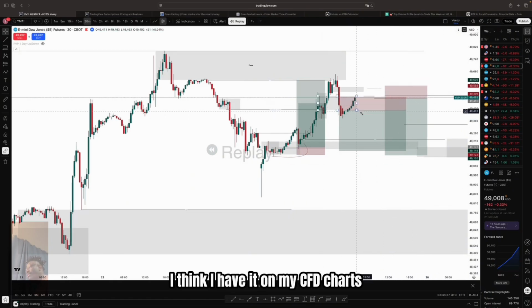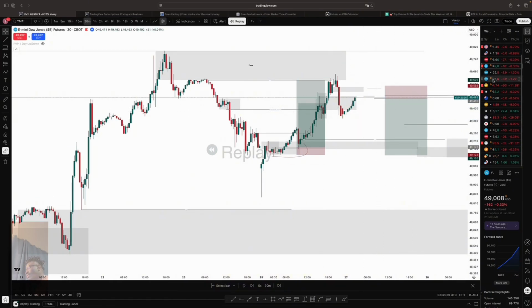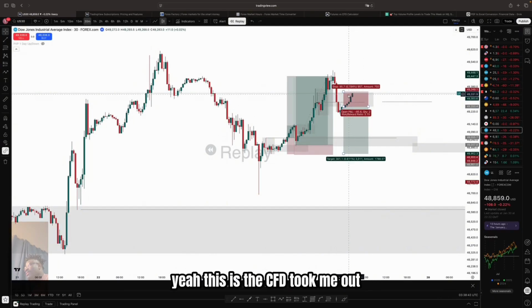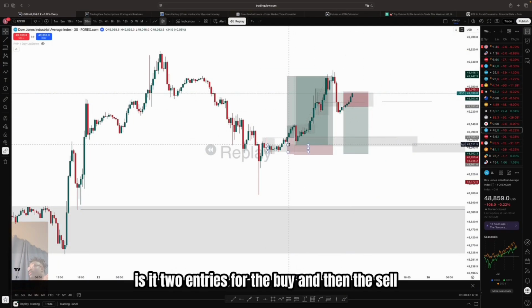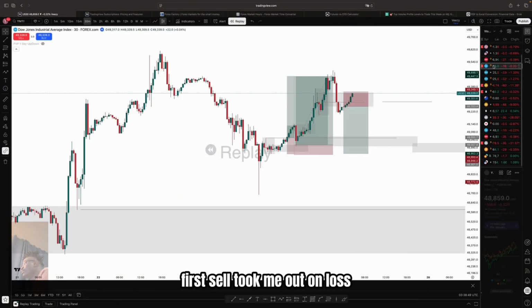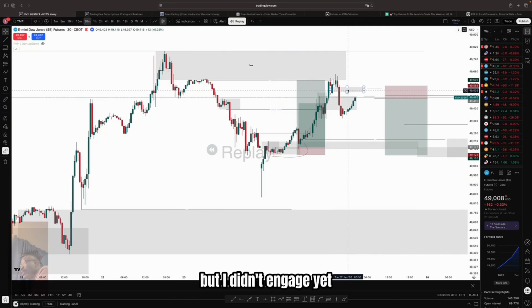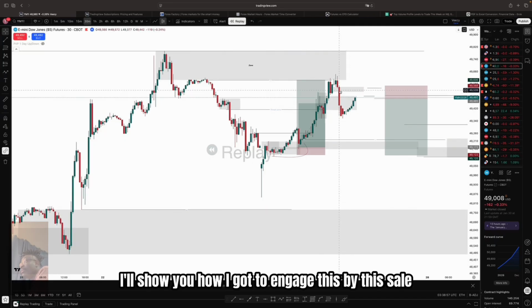I think I have it on my CFD charts. Yeah, this is the CFD. Took me out. There are 2 entries for the buy, and then the first sell took me out on a loss, and then I had this other zone here, but I didn't engage yet. So I'll show you how I got to engage this sell.